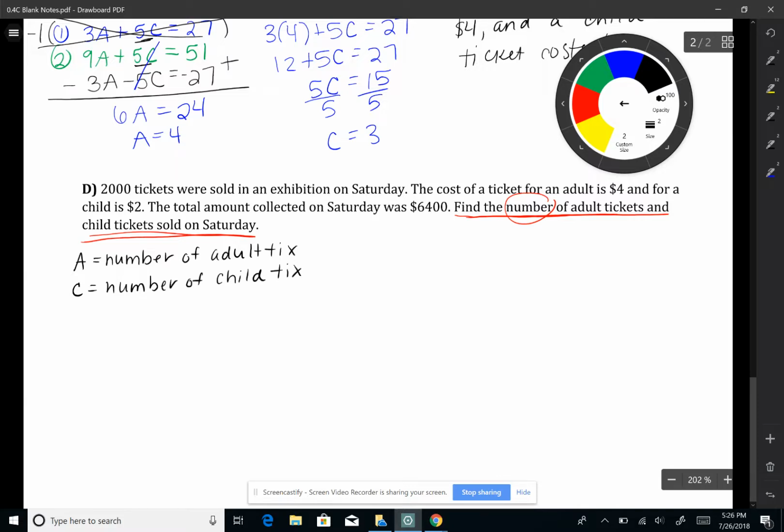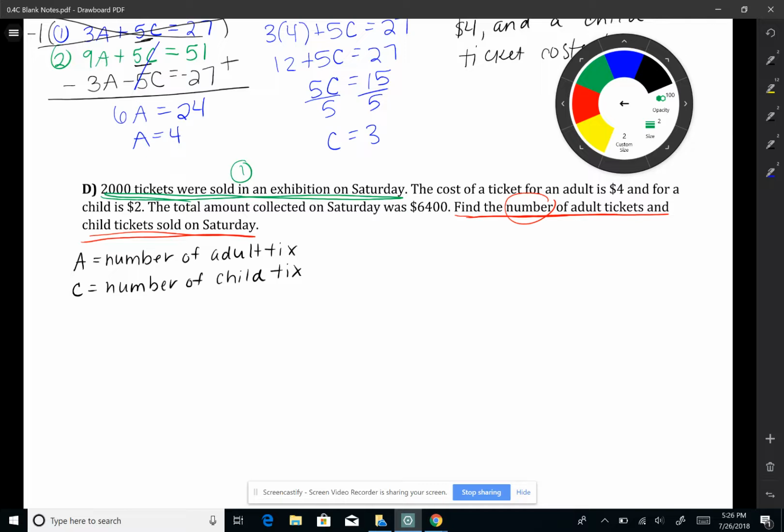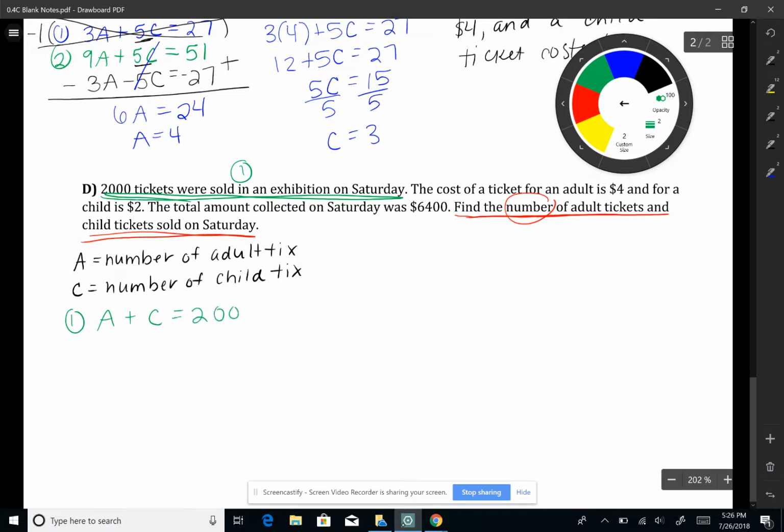Okay, time to write our two equations. So let's find some information. I'm going to start reading the problem again. 2,000 tickets were sold in an exhibition on Saturday. That's a big piece of information. 2,000 tickets were sold. That's the total number. You know, some of those were adult, some of those were child tickets. So that means if I add the number of adult plus the number of child tickets, I should get 2,000. Here comes my first equation. A plus C equals 2,000. The number of adult tickets plus the number of child tickets equals 2,000.